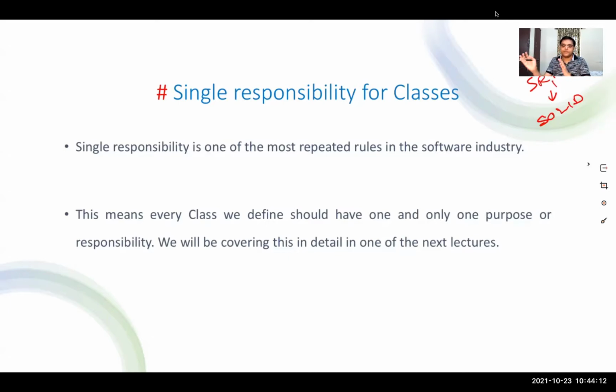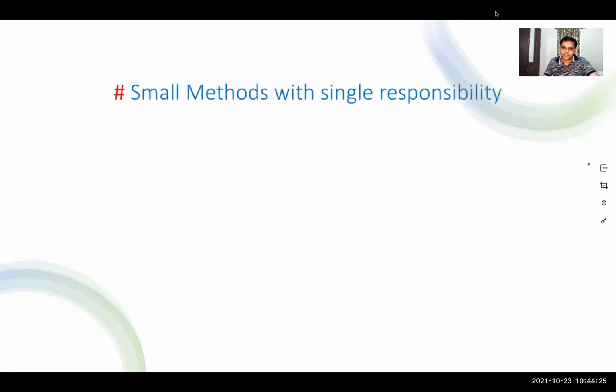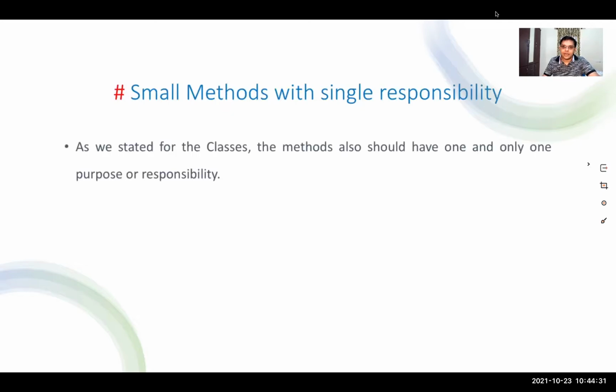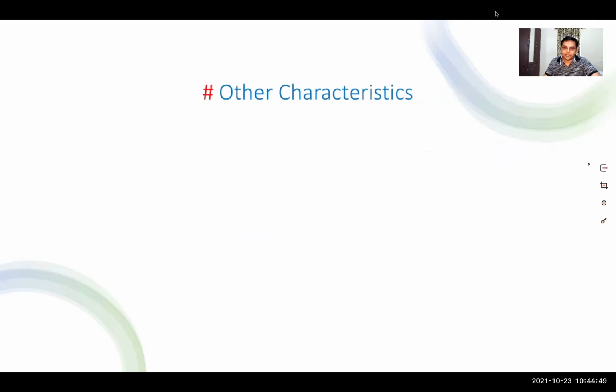So there are a lot of things we need to cover. Just make sure that you grasp these things, even if you have not gone fully into the details; we'll come across all those details in the next lectures. And the other thing is small methods. Like classes, methods also should have one responsibility. We'll see what we mean by responsibility. And the other thing is to make these methods very small. That is also a very important factor.